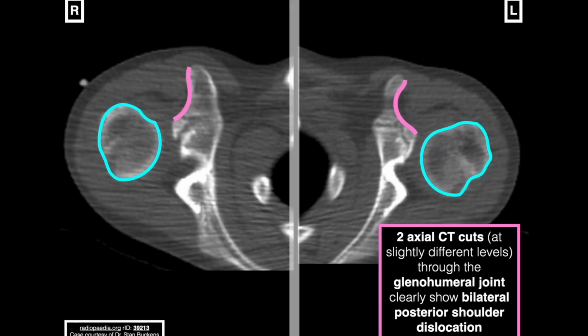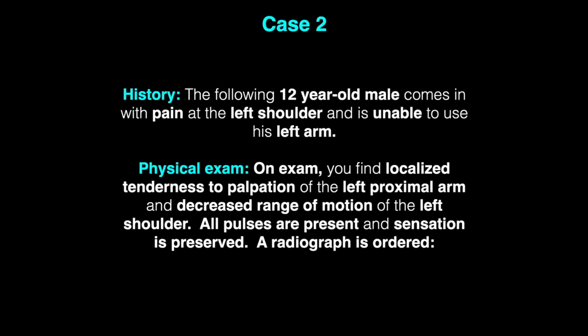Here, we're looking at a CT from this case. I've taken 2 axial CT cuts taken at slightly different levels through the glenohumeral joint, which clearly show bilateral posterior shoulder dislocation. Let's take a look at a second case.